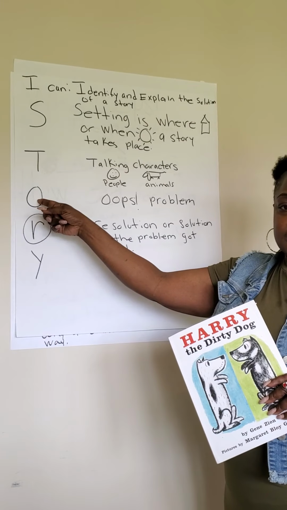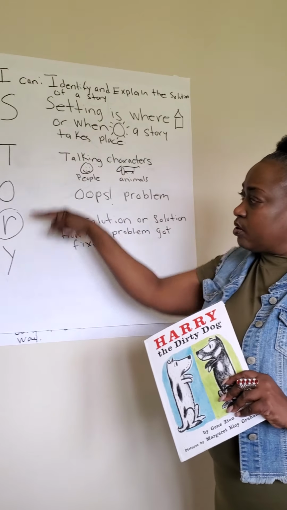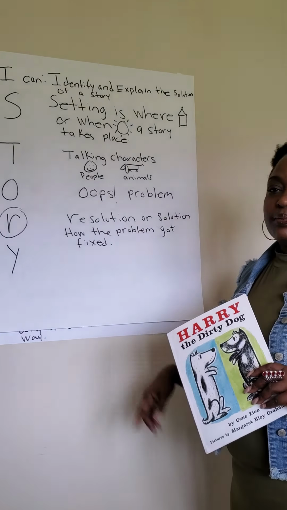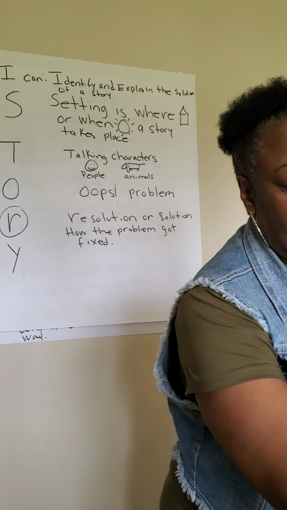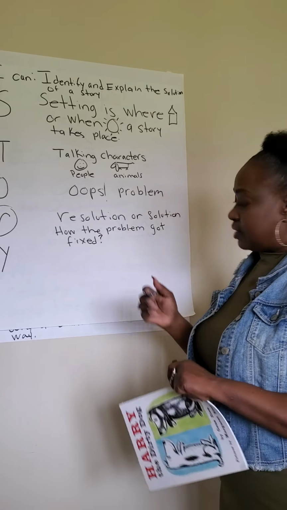Last week we discussed the oops in the story, or the problem. That means what did the character want and couldn't have. And now this week we're talking about the resolution, and so that's why I have the R in story circle, the resolution or solution in the story. How did the problem get fixed? So again, our I can statement is I can identify and explain the solution of a story or resolution.